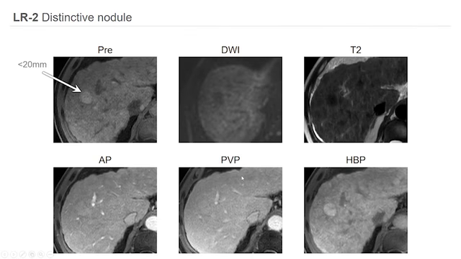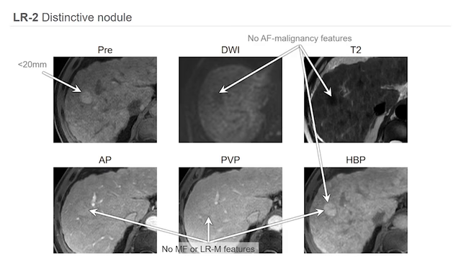They're nodules. They have to be less than 20 millimeters in diameter. They should not have any major features or LR-M features. And also they should not have ancillary features of malignancy. So when all of these three conditions exist, we can apply LR-2 distinctive nodule as the category.